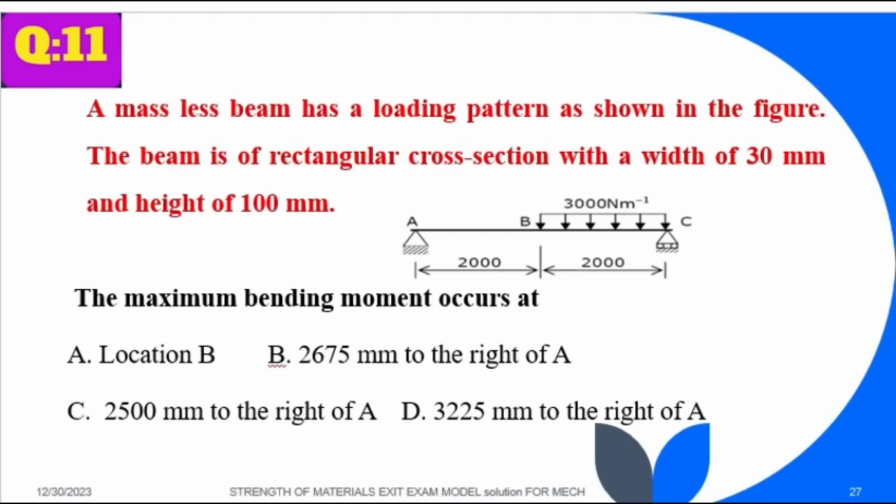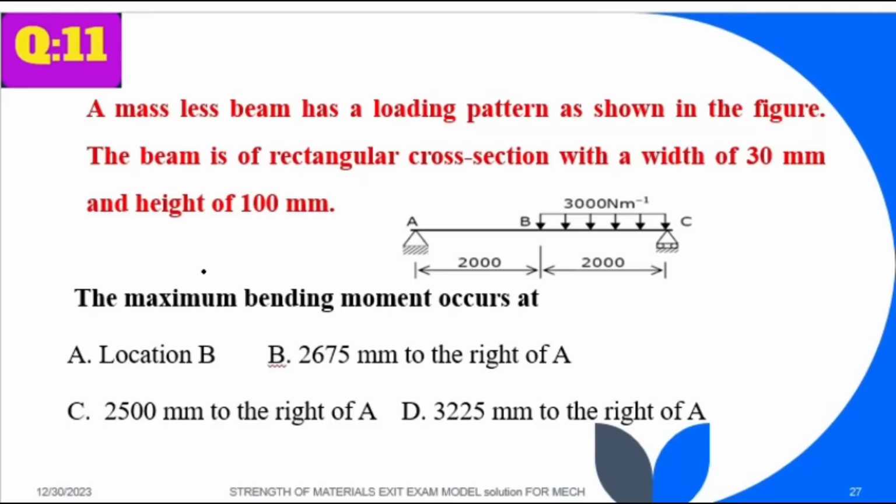The next question, question number 11. A massless beam has a loading pattern as shown in this figure. The beam is of rectangular cross section with a width of 30 mm and height of 100 mm. The length from A to B is 2000 mm, the length from B to C is also 2000 mm, and the uniformly distributed load from point B to point C is 3000 Newton per meter.